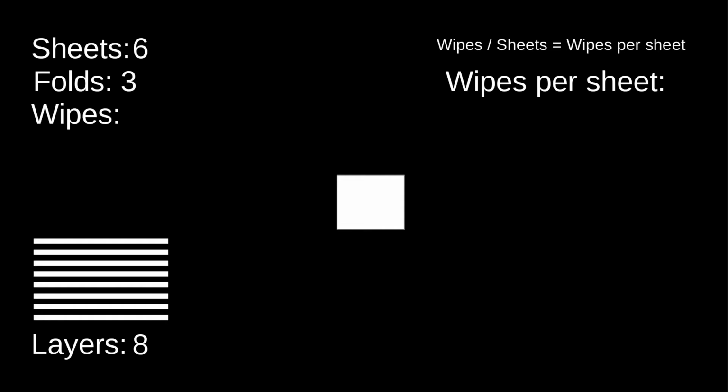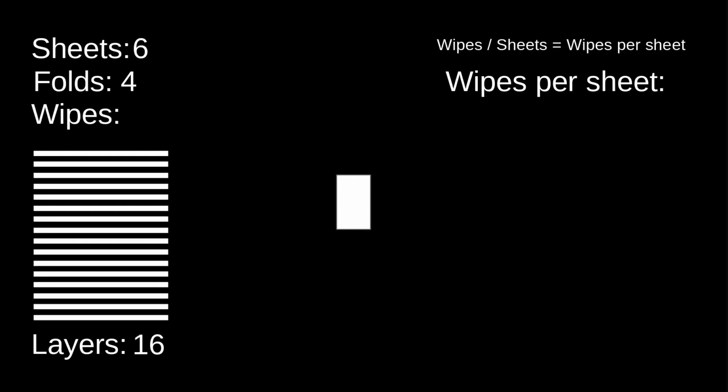Anyway, moving on, we have 1 more wipe, 1 more fold. We have 8 layers of thickness, and the area of our toilet paper is getting smaller. So wipes per sheet, we have 3 wipes per 6 sheets, which is 0.5 wipes per sheet, which means we're basically using 2 entire sheets to get 1 single wipe. So let's fold that in half and see if we can get those numbers up.